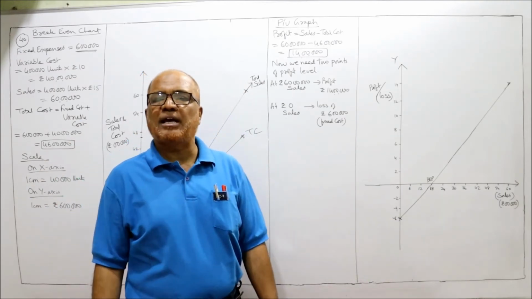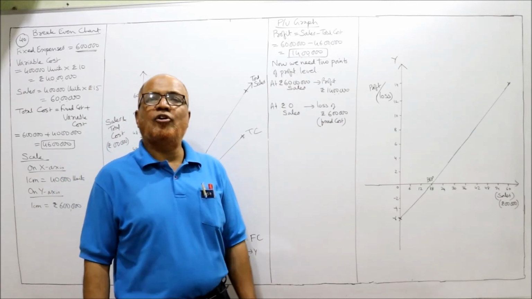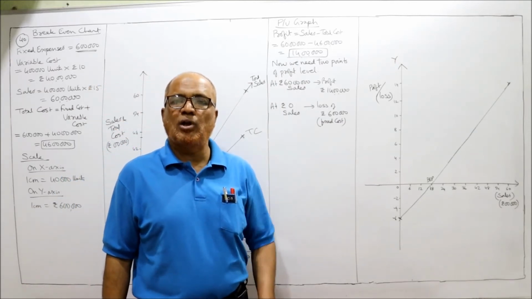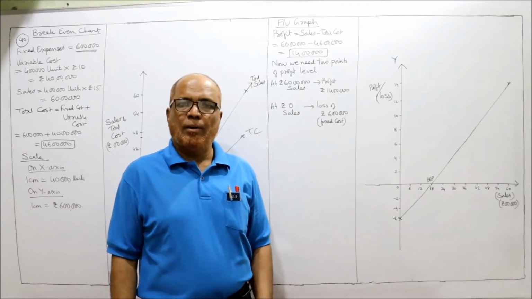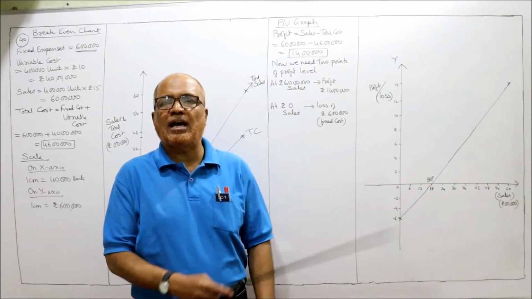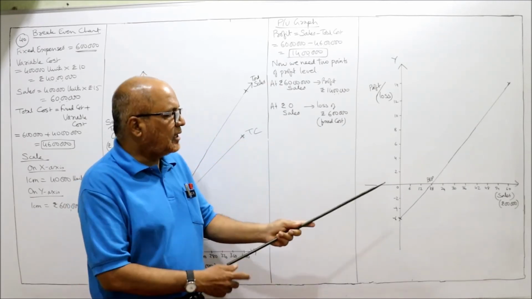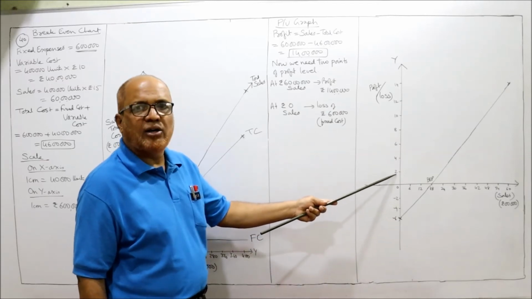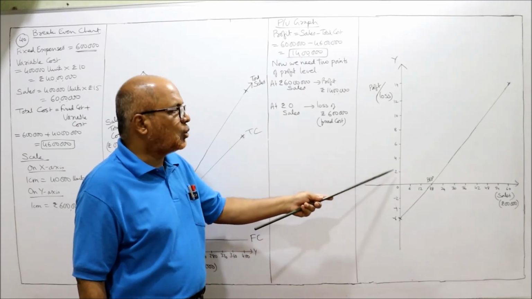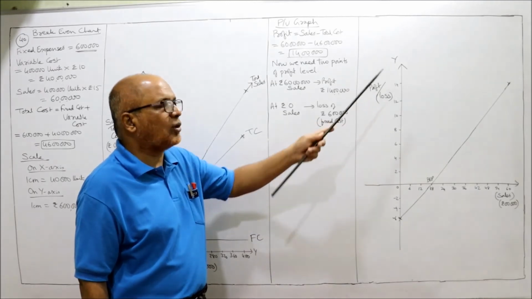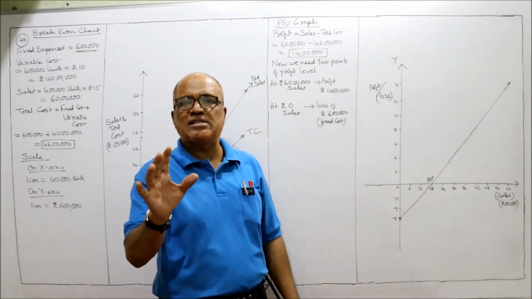Now on the y-axis I am taking the profit. What is the profit here? 14 lakh rupees is the profit. Now arbitrarily I am taking 1 centimeter equal to 2 lakh, because in 7 centimeters we can get 14 lakh. So on the y-axis, 1 centimeter, 2 lakh. Then 2 centimeter, 4 lakh. 3 centimeter, 6 lakh. 2, 4, 6, 8, 10, 12, 14. In 7 centimeters I have taken 14 lakh rupees.